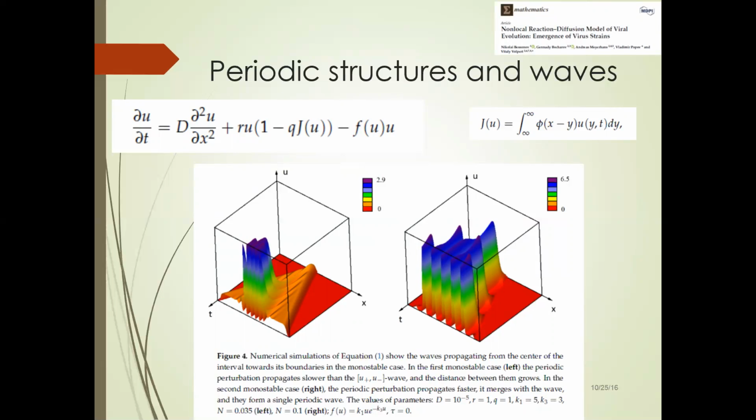In the left figure, there are two consecutive waves propagating one after another with different speeds and separated by some distance. The first wave is a wave front, and the second wave behind it is a periodic wave. In the simulation shown in the right figure, the periodic wave propagates faster than the wave front. They merge and they form a single periodic wave.